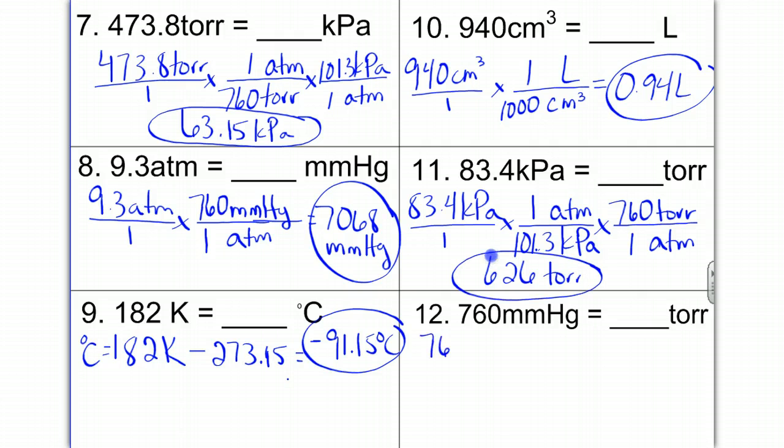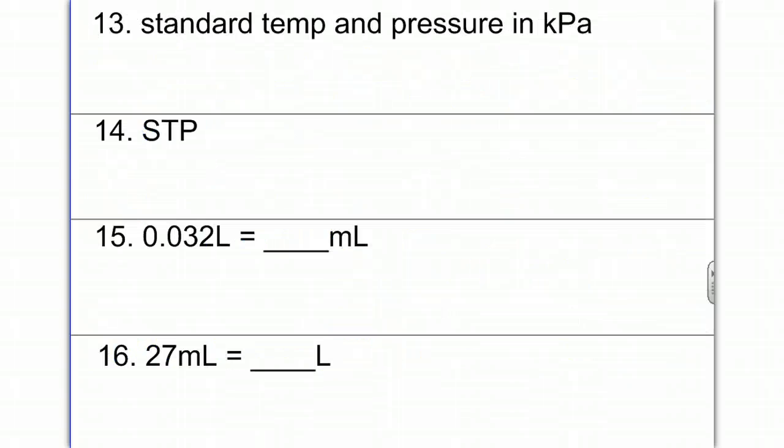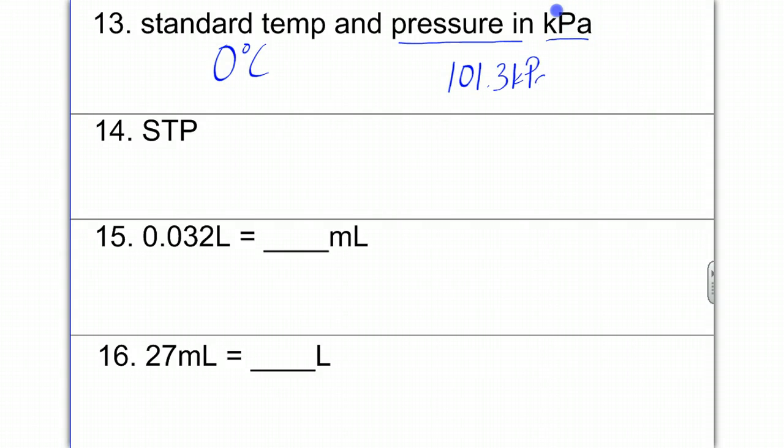Last one, 760 millimeters of mercury is going to equal 760 torr because millimeters of mercury and torr are actually the same thing, so they're interchangeable. All right, a couple more. Standard temperature is 0 degrees Celsius, and they want the standard pressure in kilopascals, which is 101.3 kilopascals. Remember, it normally equals 1 atmosphere, but in kilopascals, it'll be 101.3.